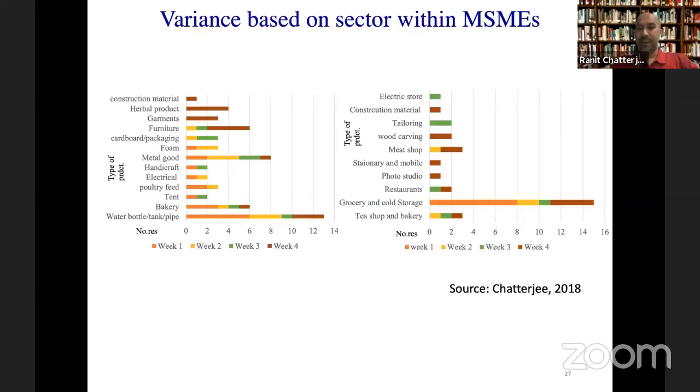Whereas for electric stores or wood carving, they would take much more time to restart, because their business is not getting impacted immediately. So it is taking advantage of the changing market and the demand that the market is giving after the disaster. This is a good example of how different sectors change, or the kind of trend that they show after the disaster.